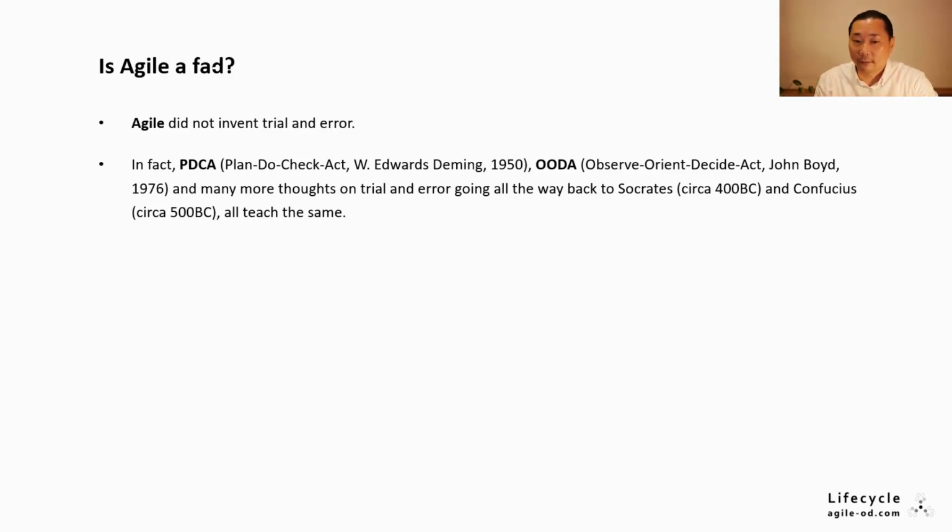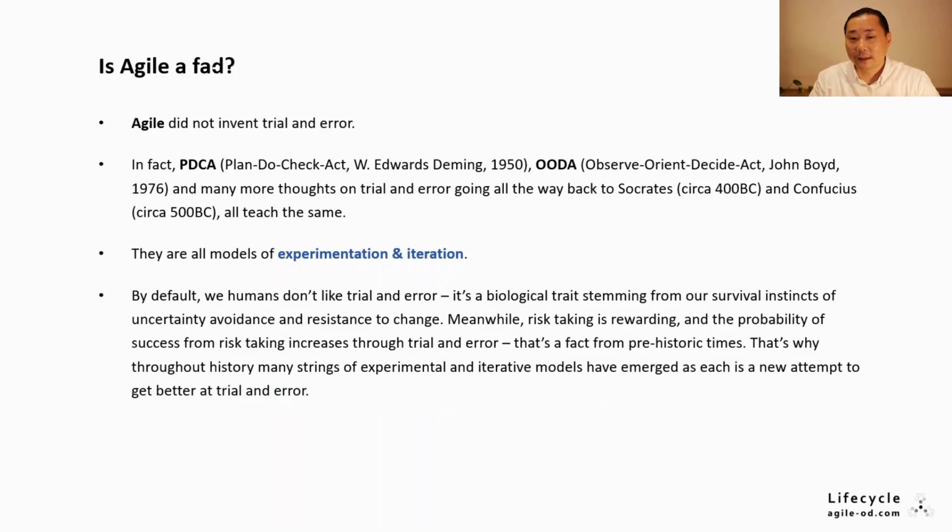And then when we think of our philosophical fathers like Socrates and Confucius, who in their writings are essentially all about learning from trial and error, the teaching hasn't changed. It's all about experimentation and iteration. And that begs the question, why after 2.5 millennia of trial and error teaching, we're still talking about it? See, it's because by default, we humans don't like trial and error. It's coded in our biology. We hate change and uncertainty. It's our survival instincts to resist change and avoid uncertainty.